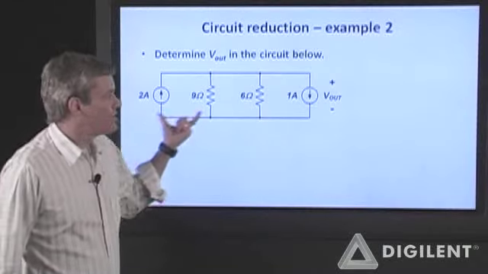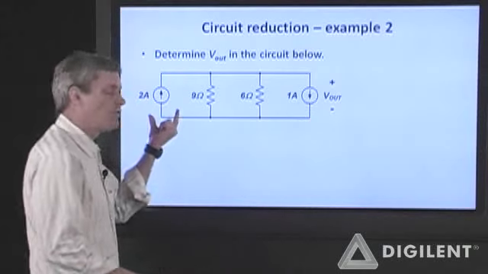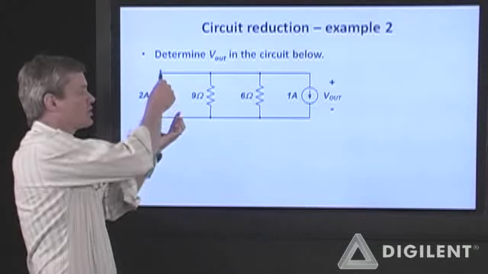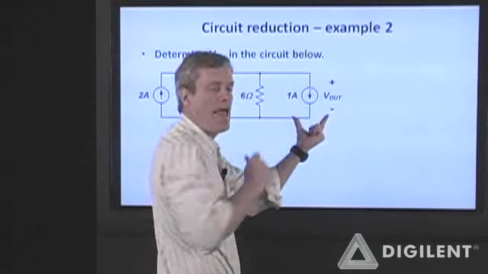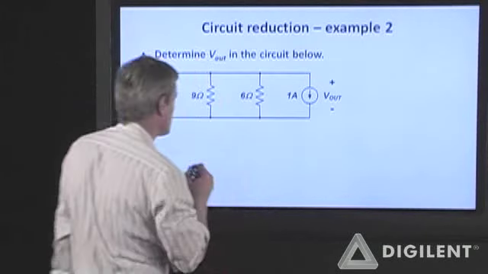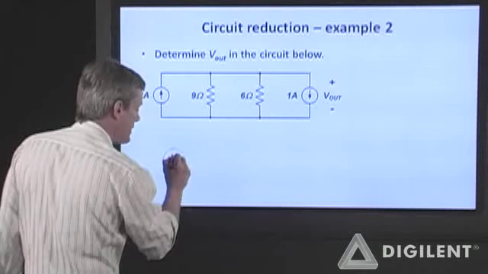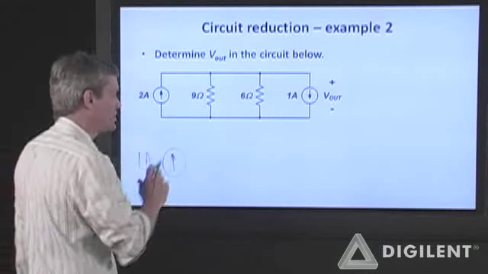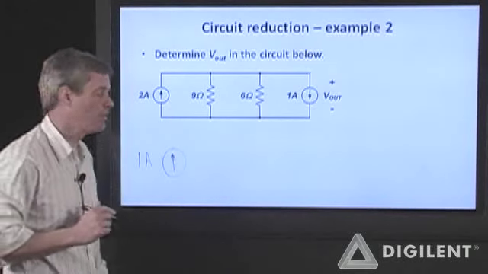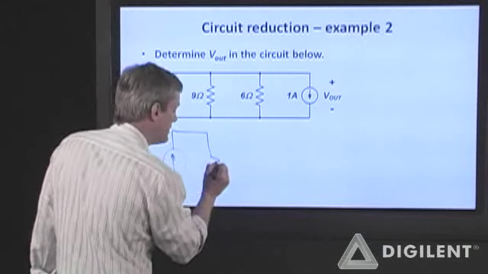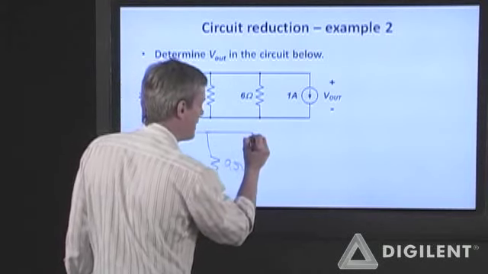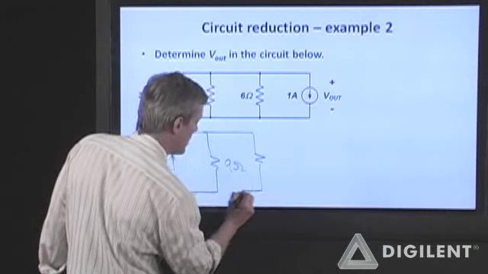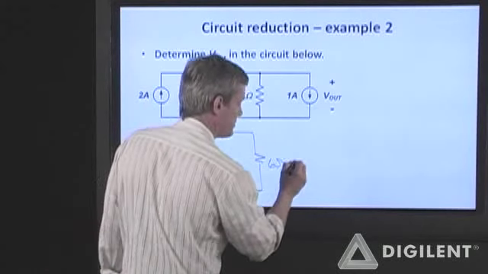The first thing I'm going to do is combine these two current sources. The overall effect of these is to put 2 amps into this upper node with one current source and take 1 amp out with the other current source. So those two combine into a single current source which puts 1 amp into the upper node. That can then be placed into a parallel combination of the 9 ohm resistor and the 6 ohm resistor.